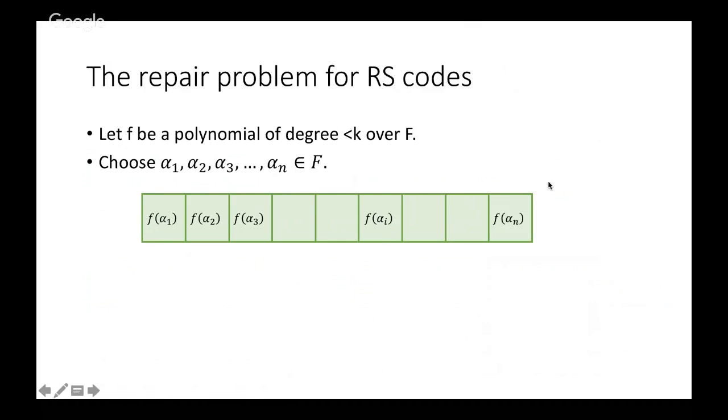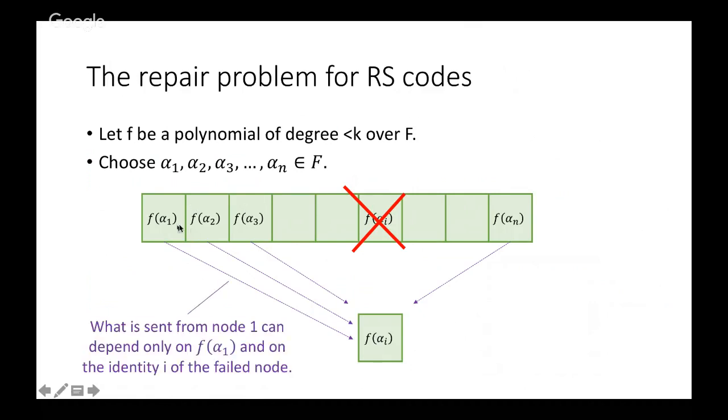Here's our code word. Now what's going to happen is some node is going to fail, like this one. So we've lost an evaluation point, and we'd like to repair it, so we'd like to recover this evaluation point. And the way we're going to do it is by downloading some information from the surviving nodes, aka the surviving evaluation points. The rules are that what is sent from, for example, node 1, this guy, can only depend on its contents, f of alpha 1, and the identity of the failed node. And our goal, again, is to minimize bandwidth. So this is the problem for Reed-Solomon codes.